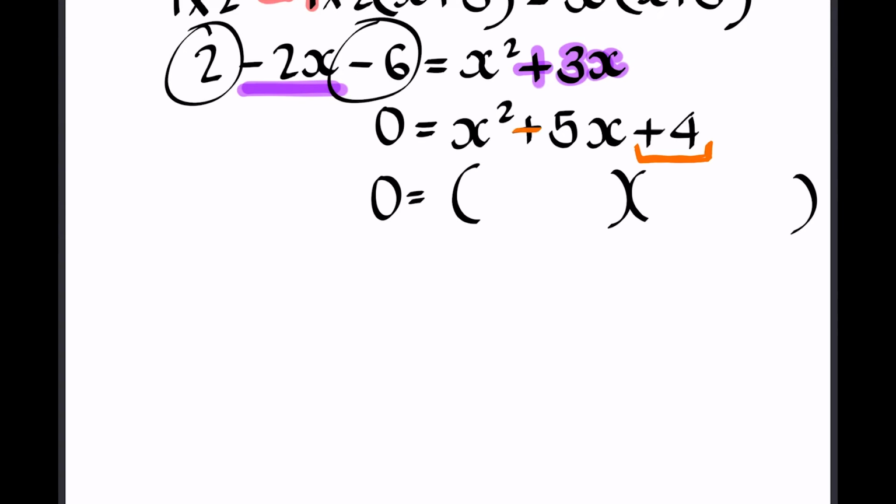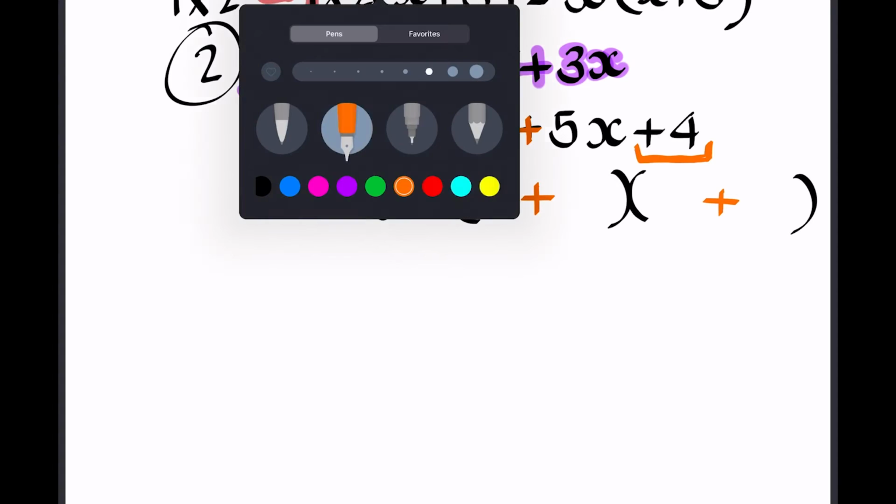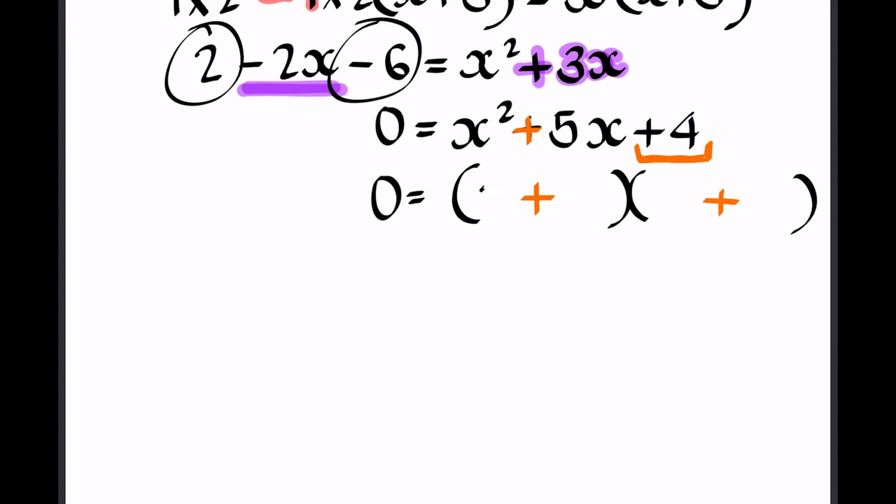What are they going to be? I look at my middle term. My middle term is a positive, which means that they're both going to be positive. I factorize the x squared to be x and x. The factors of 4 are 1 and 4, and 2 and 2. Which of those two sets of factors, when I add together, give me 5?